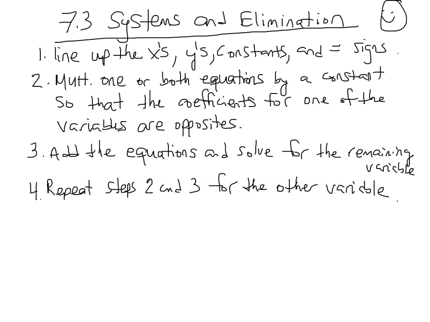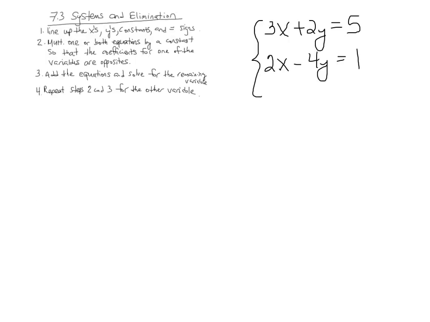Let's go to a clean screen and we'll do an example. Okay, Algebra Scholars, here is our first example. I've copied our little algorithm over to the next page here. Hopefully it's not too small. You can still read it. Step 1 says to line up the x's, y's, constants, and equal signs, and that is already done in this problem. The x's are lined up, the y's are lined up, the equal signs are lined up, the constants are lined up. We'll do an example later where that's not the case.